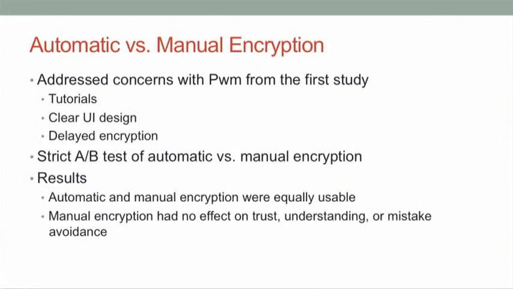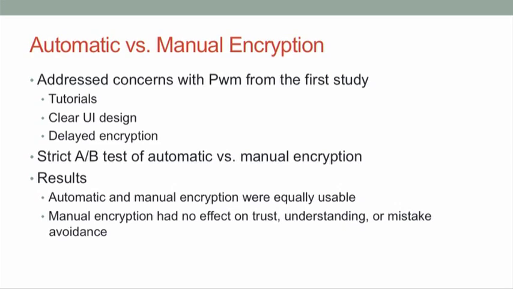So what we tried to do at this point, and we're trying to do this more and more, is we took our Poem tool and made some improvements for some of the things we noticed on tutorials and delayed encryption. I'll talk about that in a minute. So we made some subtle changes based on feedback, and then we implemented an automatic and a manual encryption version of Poem so that users would try two different options with exactly the same interface, and the only difference would be the item that we were studying. So that it'd become a more proper A/B test.